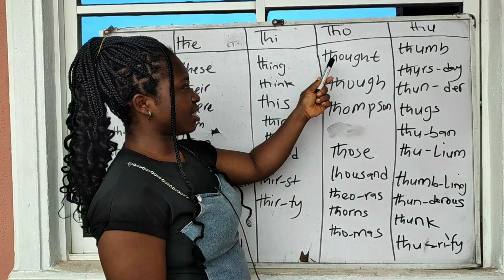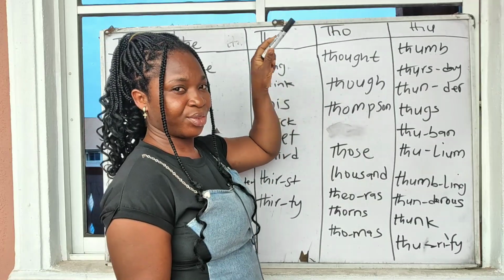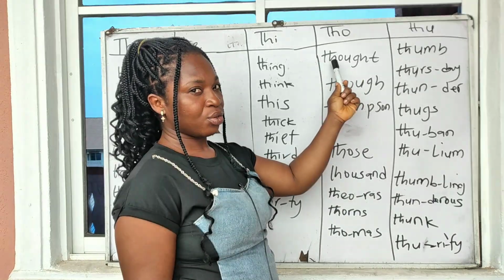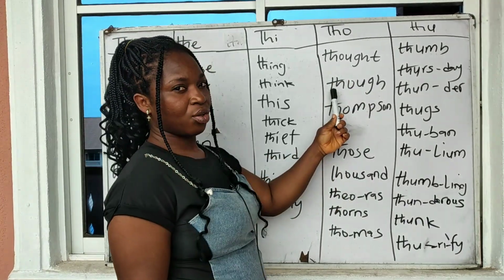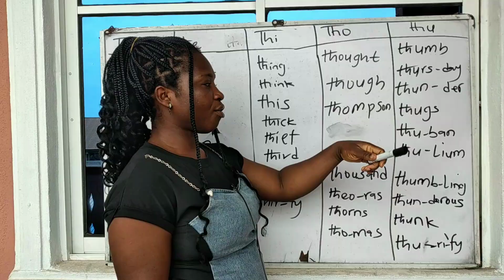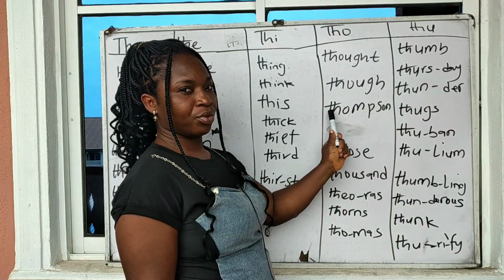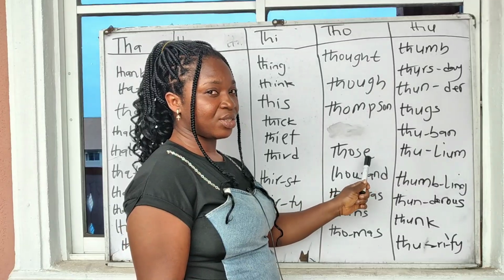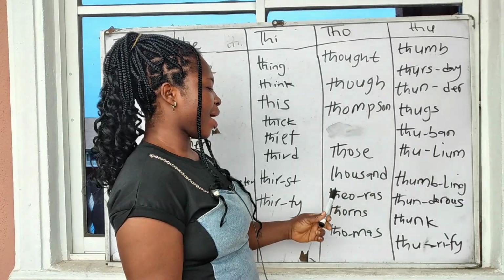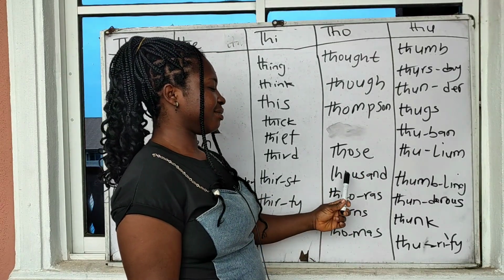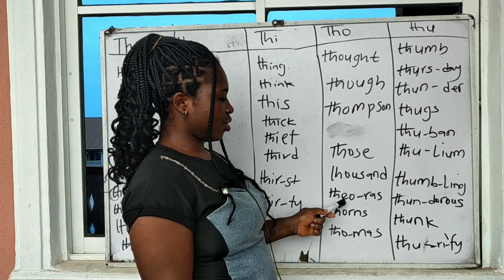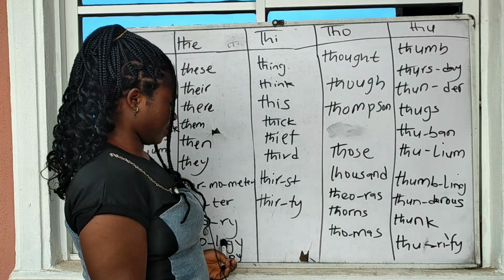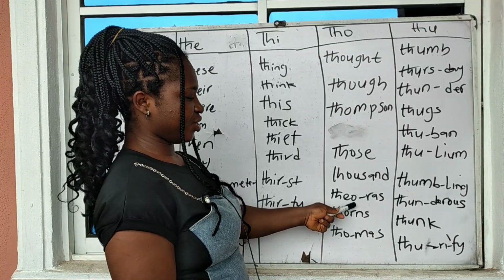Okay, now let's do the to or do. Now we have thought. We have tough. We have Thompson. We have those. We have thousand. Theoras. Now this is supposed to be here. This is the theoras.